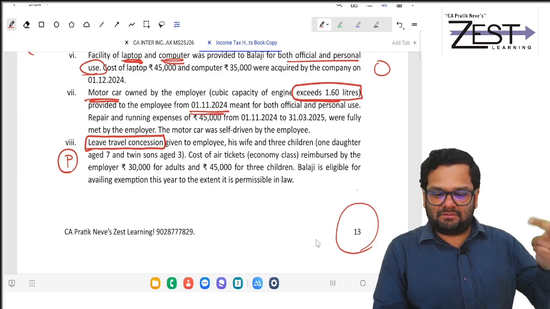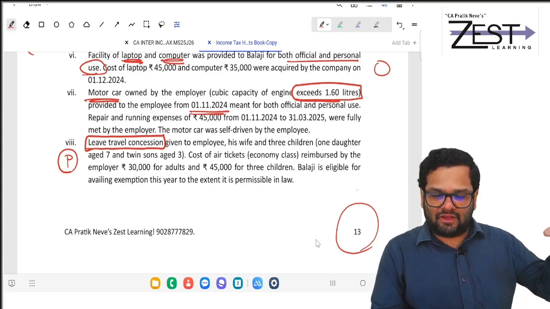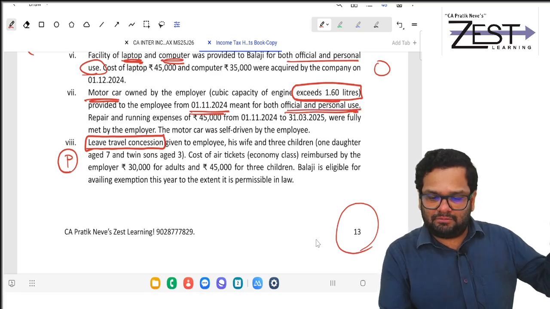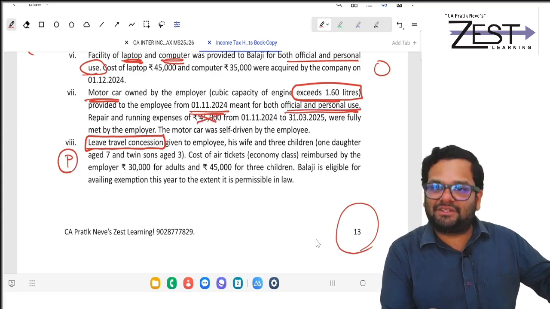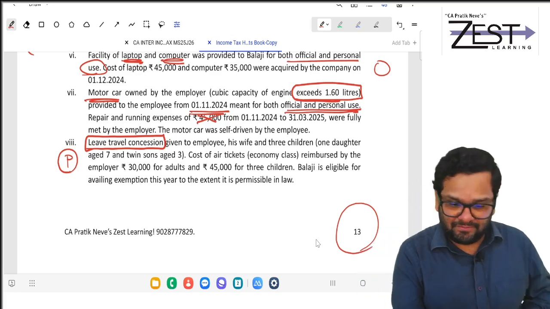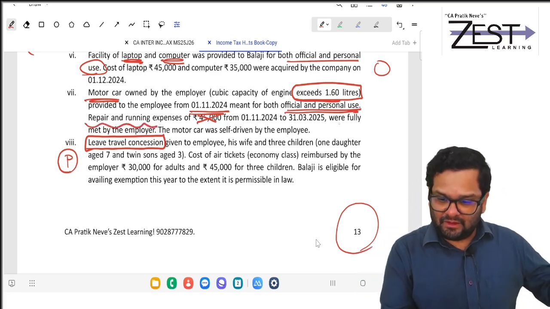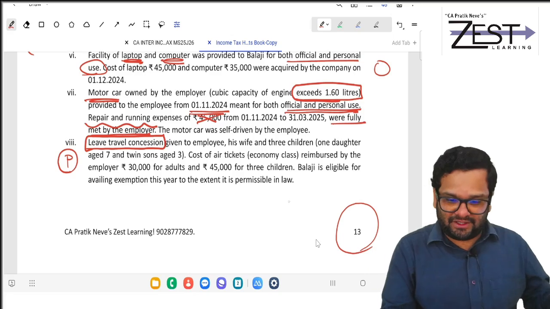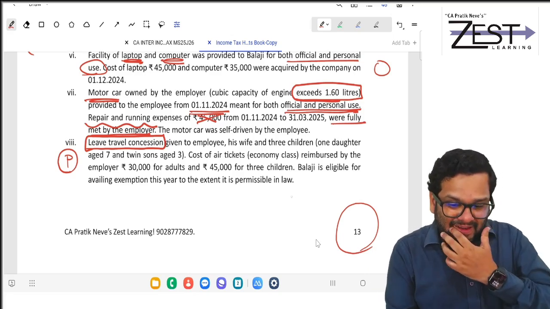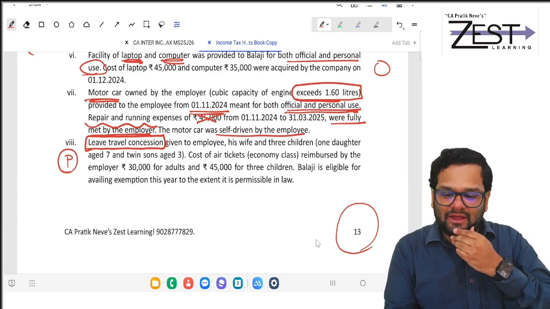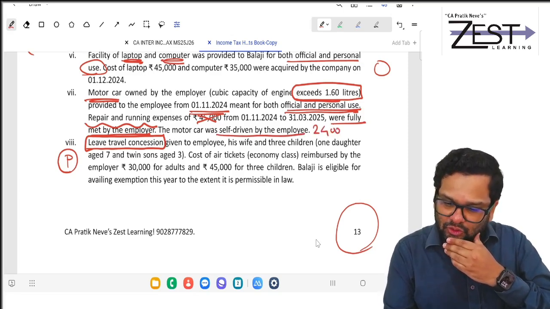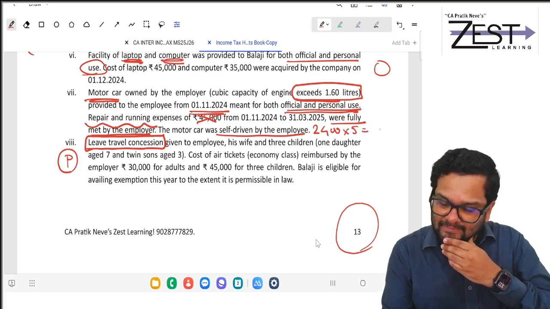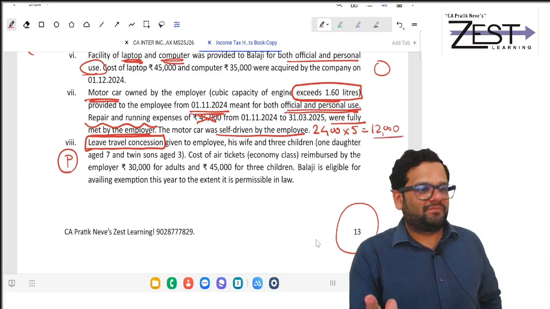11/12 means November, December, Jan, Feb, March, 5 months, meant for official and personal use. Repair and running 45,000, I am not bothered with the figure, but repair and running were fully met by employer. So 2,400 multiplied by 5. And the motor car is self-driven. So no driver. So 2,400 into 5. Am I getting 12,000? 12,000. Almost done.